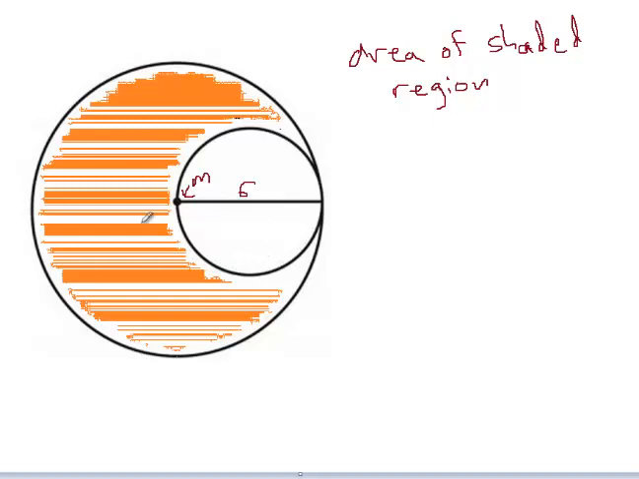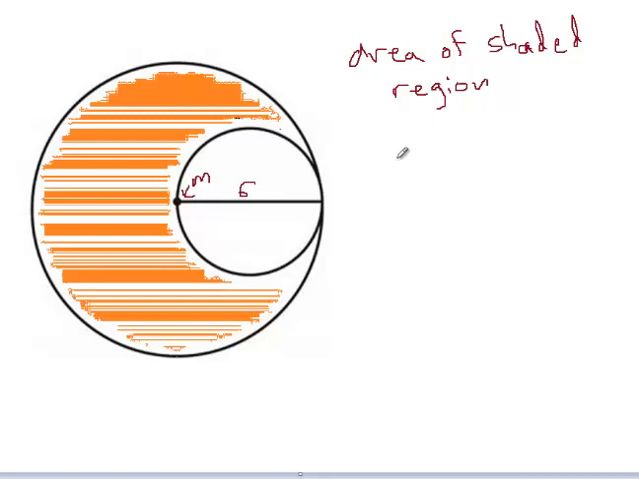So here we've got two circles, one in the other. This is the midpoint of the big circle. That's why it says M over here. You're given that, and you're given this is 6. So the only way to do this is to find the area of the big circle, and then find the area of the little circle, and subtract one from the other. Subtract the little circle from the big circle, and you have what's left to be shaded in orange.